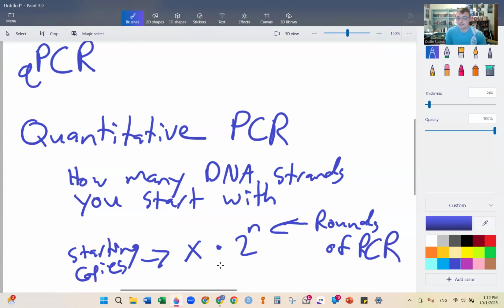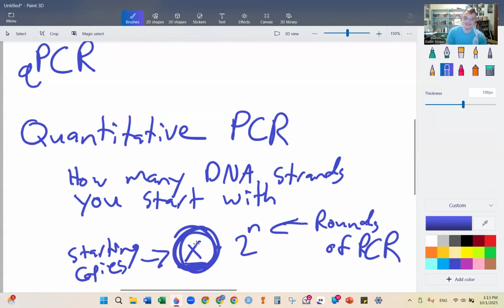Well, this is great because I know the number of rounds of PCR I go through. I program that into the machine. I say, I want you to do this 30 times, right? So I know how many rounds it does, but how do I know how many starting copies I have? Because DNA molecules are invisible. How do I know how many copies I started with? Where do I figure out the X here? So quantitative PCR is intended to help us figure out the X. How many copies did we start with in the sample?